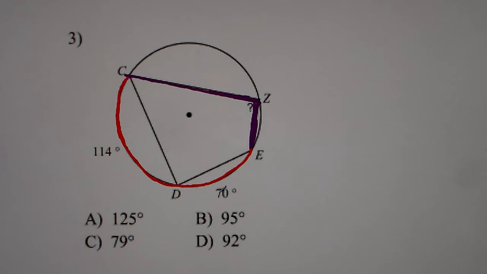What's nice is that they're both labeled. From D to E is 70 degrees, and from D to C is 114 degrees. So if we add up these two, 114 plus 70 gets you a total of 184. 184 is that entire red arc. We take our 184 and divide it by 2 to get the purple one. So 184 divided by 2 gets you 92.